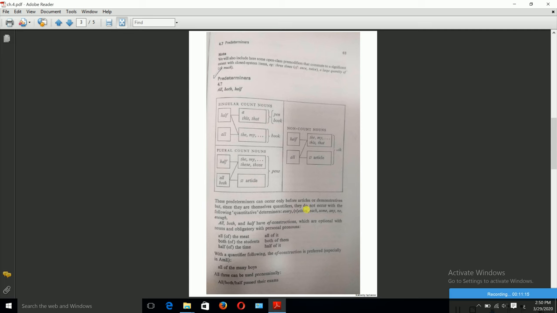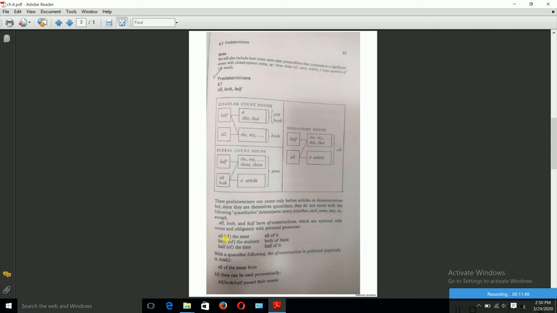occur with the following quantitative determiners: every, neither, either, each, some, any, or enough. All, both, and half of constructions contain the of structure, which are optional with nouns and obligatory with personal pronouns.